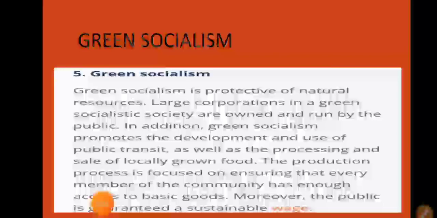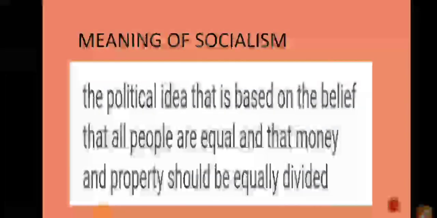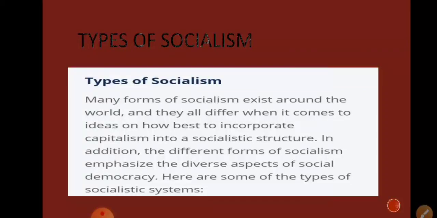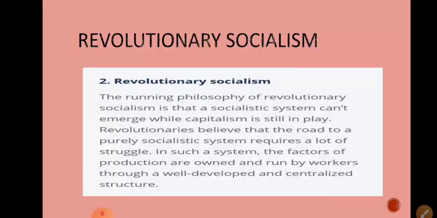Okay children, so in this particular video we discussed the meaning of socialism. We understood that in socialism it is believed that all people are equal, and the money and property must be divided equally among each and every person. Okay, this was all about the meaning of socialism, children. Then next we saw the types of socialism. The types are spread everywhere, but they differ from each other. Okay, they are diverse.